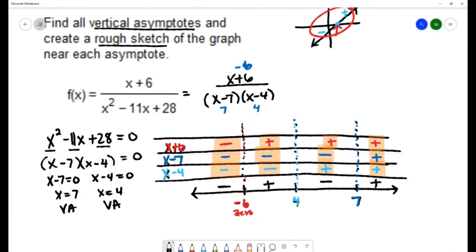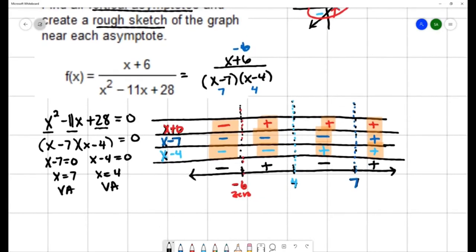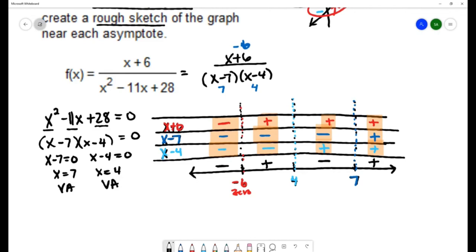Okay, so let me explain why we did all that work. We have our asymptotes at 4 and 7. And now I know that to the left of 4 we have a positive, and to the right of 4 we have a negative. So that's going to tell me that the y is going to go to infinity on the left and negative infinity on the right.